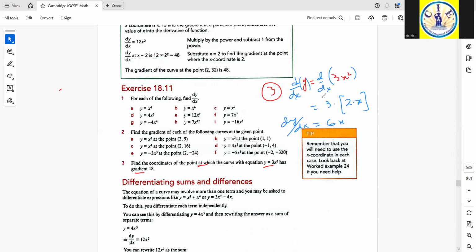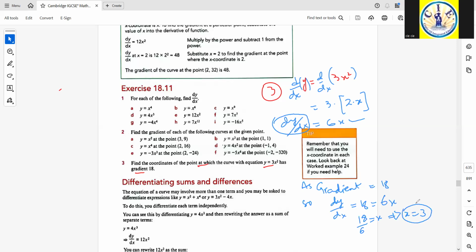So this is the derivative of the given function. Now, it is given in the question that gradient is equal to 18. So this is the gradient dy by dx. So as gradient equals 18, dy by dx is equal to 18, and the value of dy by dx is 6x, so I'm going to equate it to 6x. So that would be 18 by 6 is equal to x. That would give me the value of x to be 3.